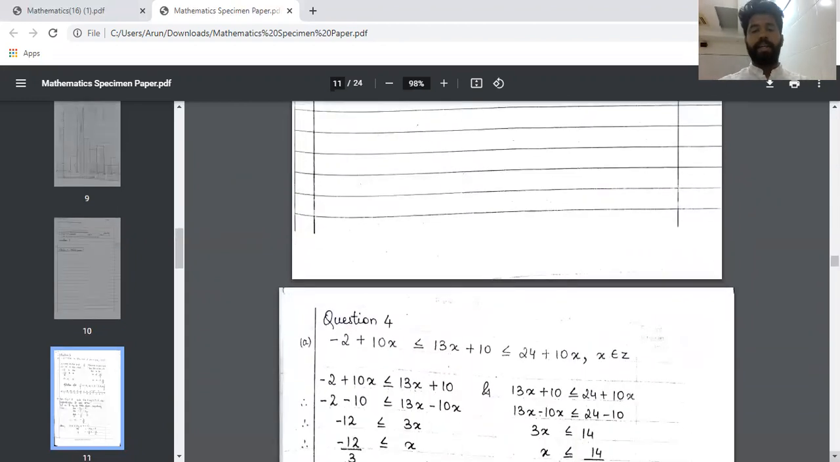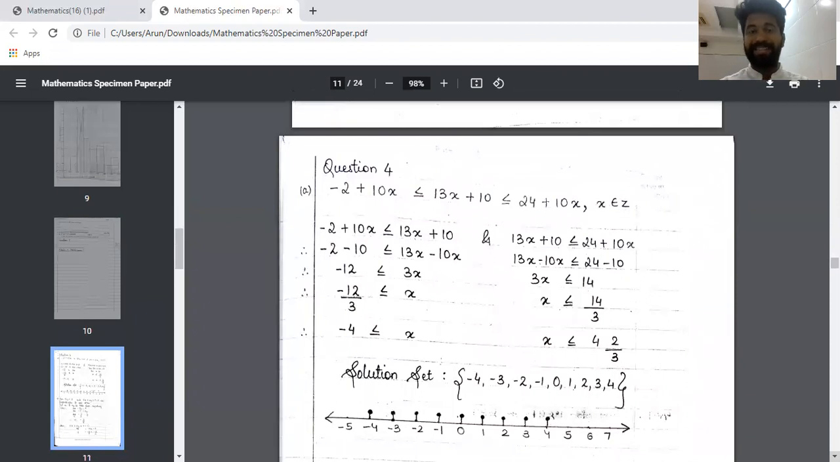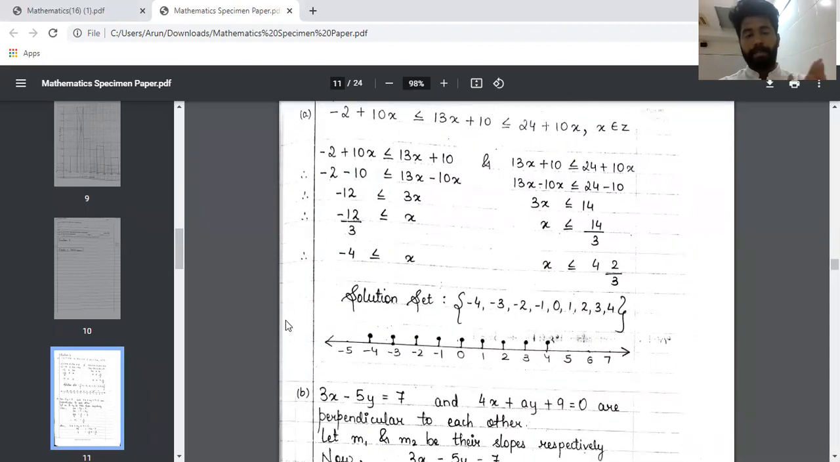Then in the next question again, this is linear inequations. So they've calculated them separately. Then once they've received the final answer, solution set अच्छे से लिखा. Solution set लिखने के बाद they've drawn a number line using a scale and pencil, and then फिर उस पे properly points को mark भी किया.